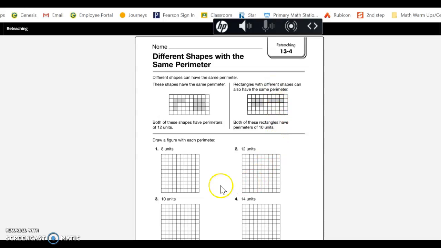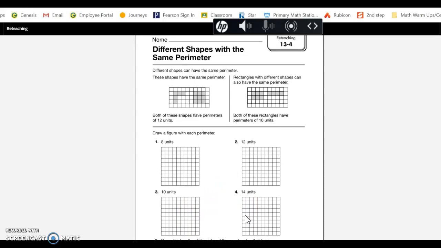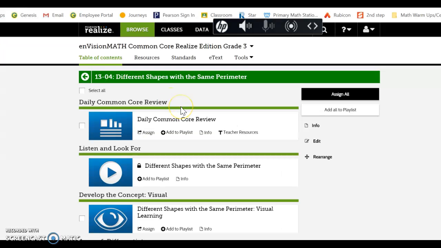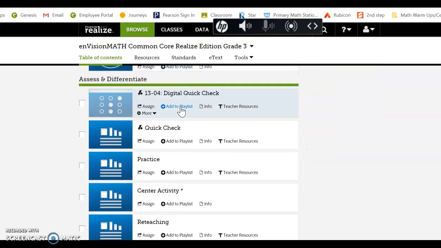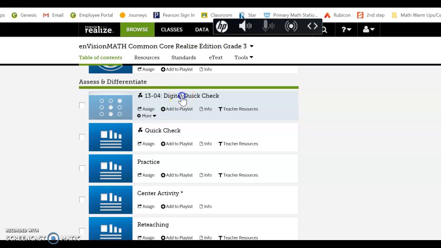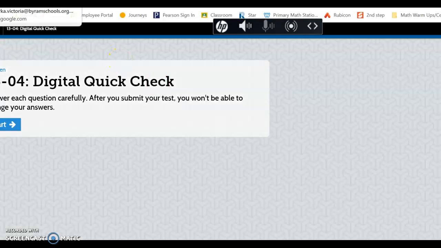Now the reason we didn't assign the reteaching page is it's tricky to draw the different shapes on the computer. If you feel like you need some extra practice, you can still do this workbook page, maybe on some scrap paper or just using a pencil in case we go over it again when we get to school. Now that I've reviewed the video and the reteaching page, I'm going to go try my digital quick check. We're going to go over the answers.